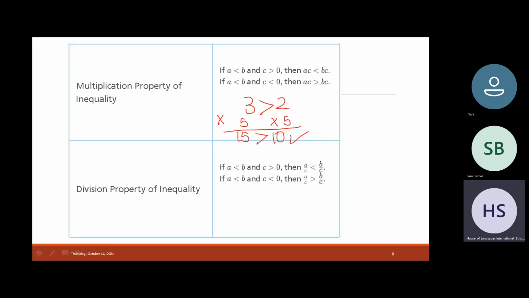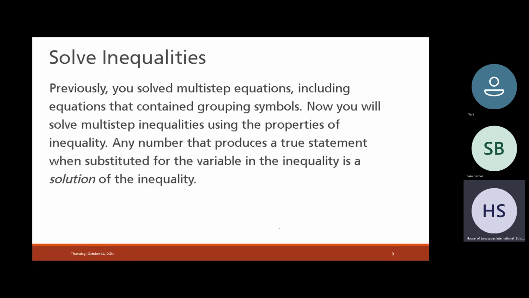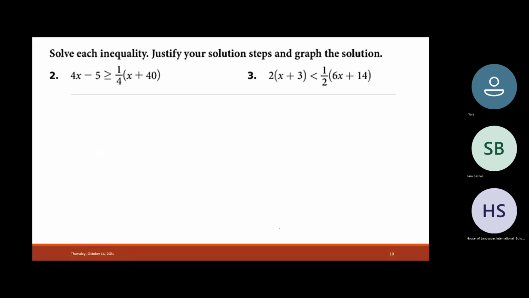The division property of inequality. Here, if you have 3 less than 9, and you divide both sides by 3, 3 divided by 3 is 1, and 9 divided by 3 is 3. Are they still correct? Will they write for us which number we should multiply or divide? No, miss. As we did in the equation, we will solve the inequality.